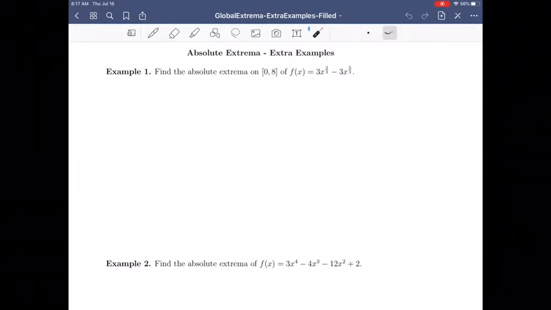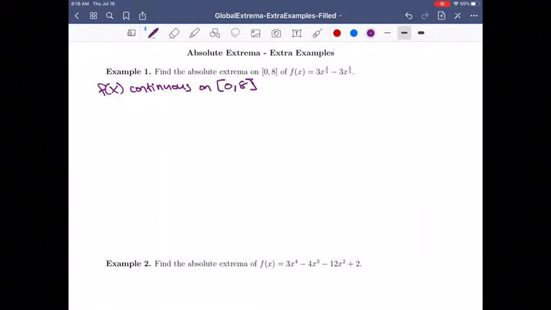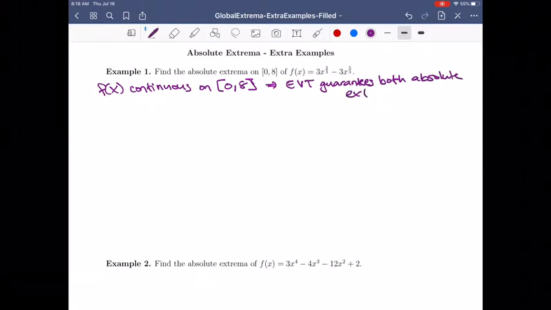Notice we have a cube root because of the 3 on the bottom. So this exists for all x and is continuous. So it's continuous on the domain, or on the interval 0 to 8, and this is a closed interval. That means the extreme value theorem tells us, or maybe I should say guarantees, both absolute extrema exist. Okay, so now we just want to find them.